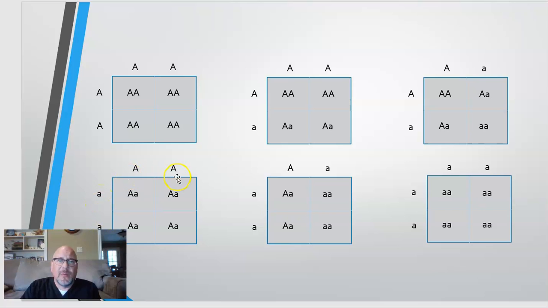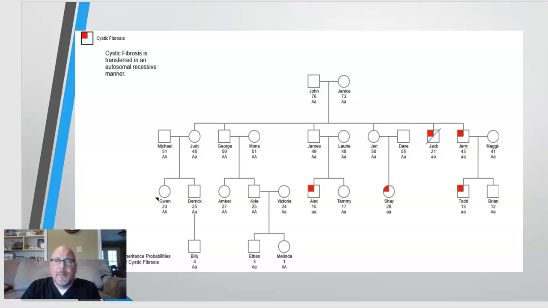If you have one parent that has cystic fibrosis and one parent that does not, then you have a 100% chance of all children being born as carriers. And then if you have a cystic fibrosis parent and a carrier, then you have a 50% chance of either having a child with cystic fibrosis or a 50% chance of being a carrier. And then obviously, if both parents have cystic fibrosis, there's a 100% chance of all kids having the disease.